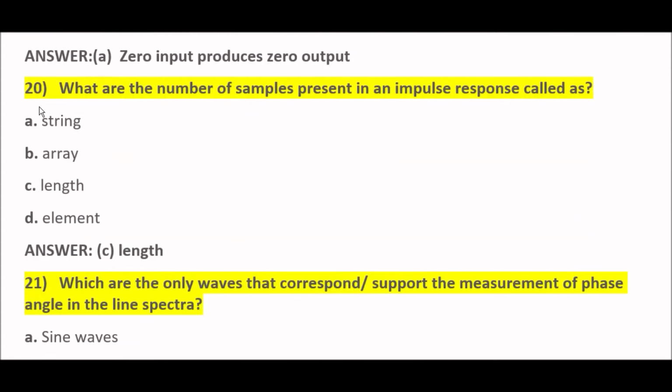Next question. What is the number of samples present in an impulse response called? Length. Okay, the number of samples present in an impulse response is called the length. Next question.